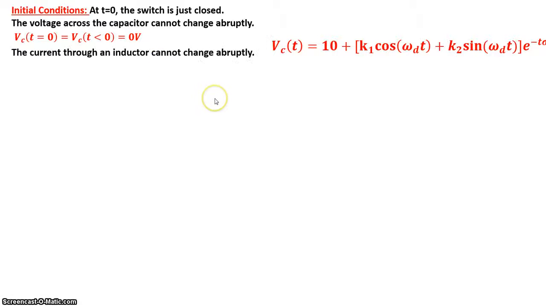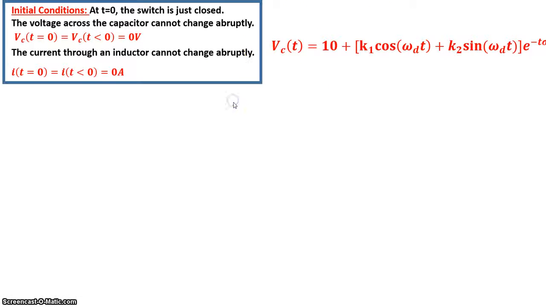Similarly, the current through an inductor cannot change abruptly. So again, at t less than 0, the switch was open. There was no current flowing through the circuit. So we can safely assume that the current at t less than 0 is 0. And since the current through an inductor cannot change abruptly, the current through the inductor at time t equals 0 is equal to what it used to be before t is 0, and that's equal to 0 amps. Using these two initial conditions, we can now figure out what K1 and K2 are.